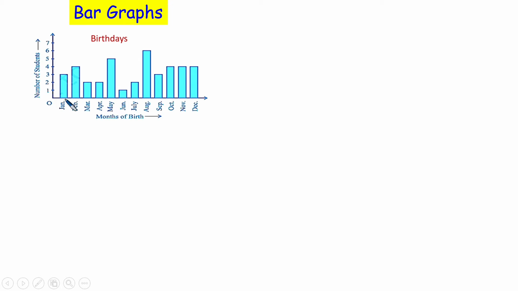So this is a bar graph. You see here I have drawn several bars, and this is the month of birth. Say there are some number of students. So how do you get the total number of students? You add all these numbers, and you will get the total number of students in the class. In the month of January, 3 students' birthdays fall. In the month of February, 4 students. So this is how you can represent the data in a bar graph.